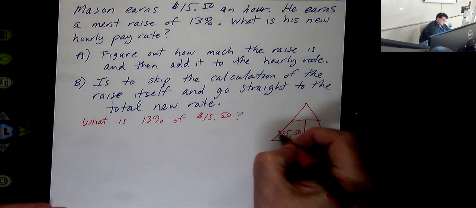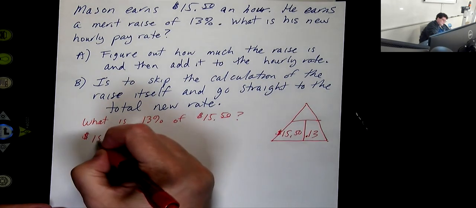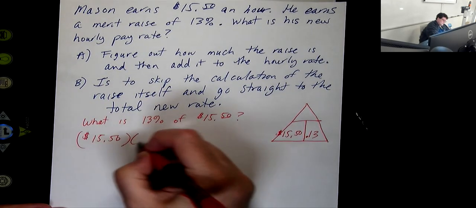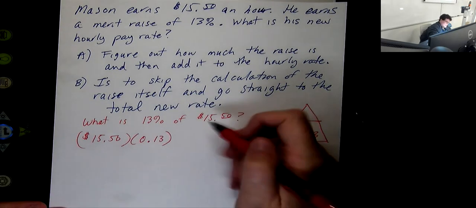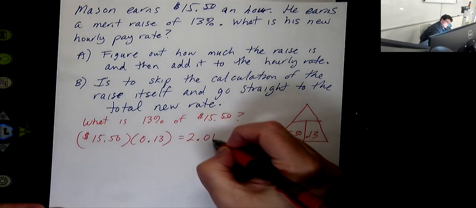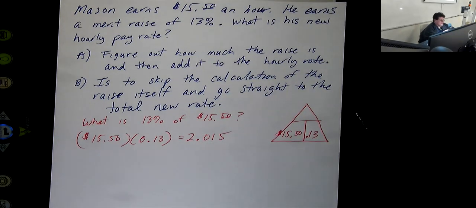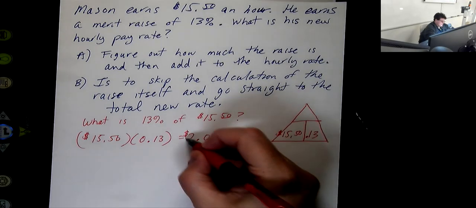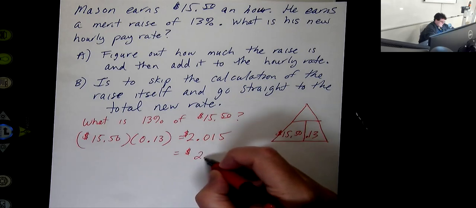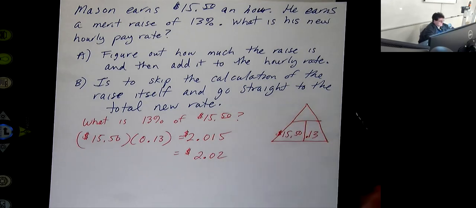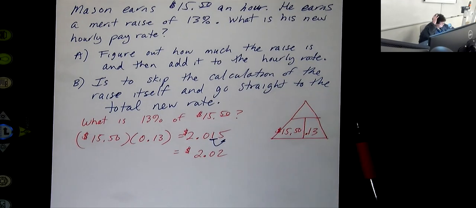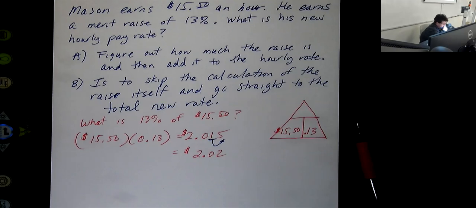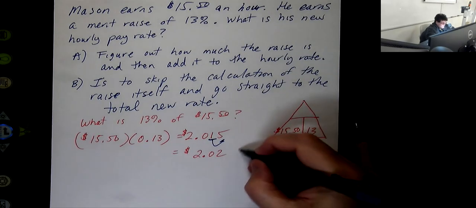I've got a dollar sign, so we're going to do 1550 times 0.13, and what do we get? 2.01. 0.15? So how much is his raise? $2.02. Yeah, we have to round to the nearest penny, right? The penny is the second decimal place, and we look at the next one. That's the raise, which is a good raise.